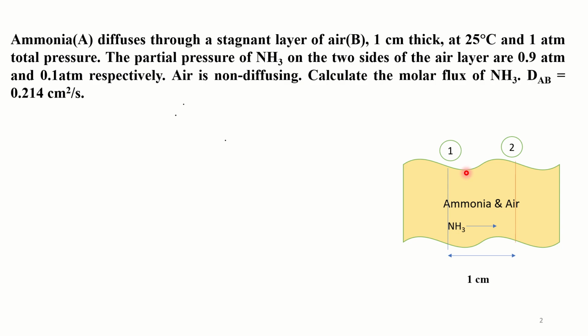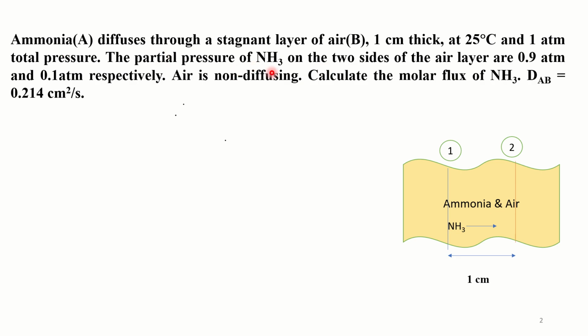So here what is given in the problem statement is represented in this diagram. Ammonia and air, these are the two components. Only ammonia is a diffusing component. It is given that the layer is 1 centimeter thick, so we are going to consider diffusion across the distance of 1 centimeter. Across this distance, diffusion of ammonia takes place at 25 degrees Celsius temperature and 1 atmosphere pressure. So the temperature and pressure at which diffusion takes place are mentioned.